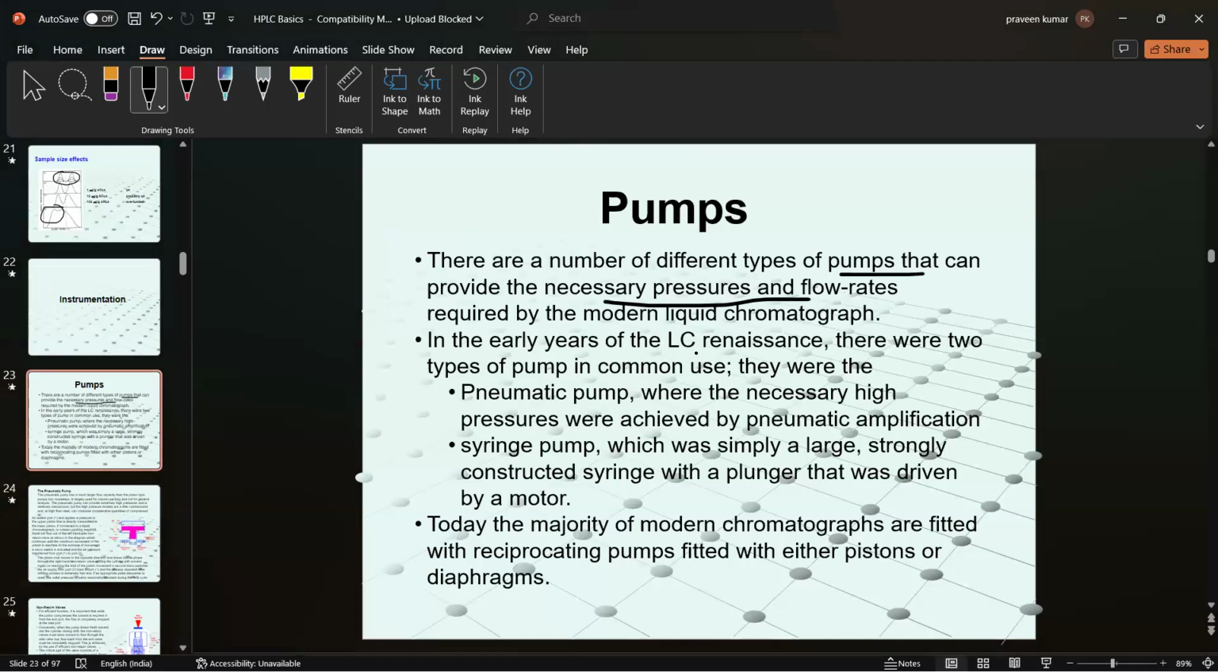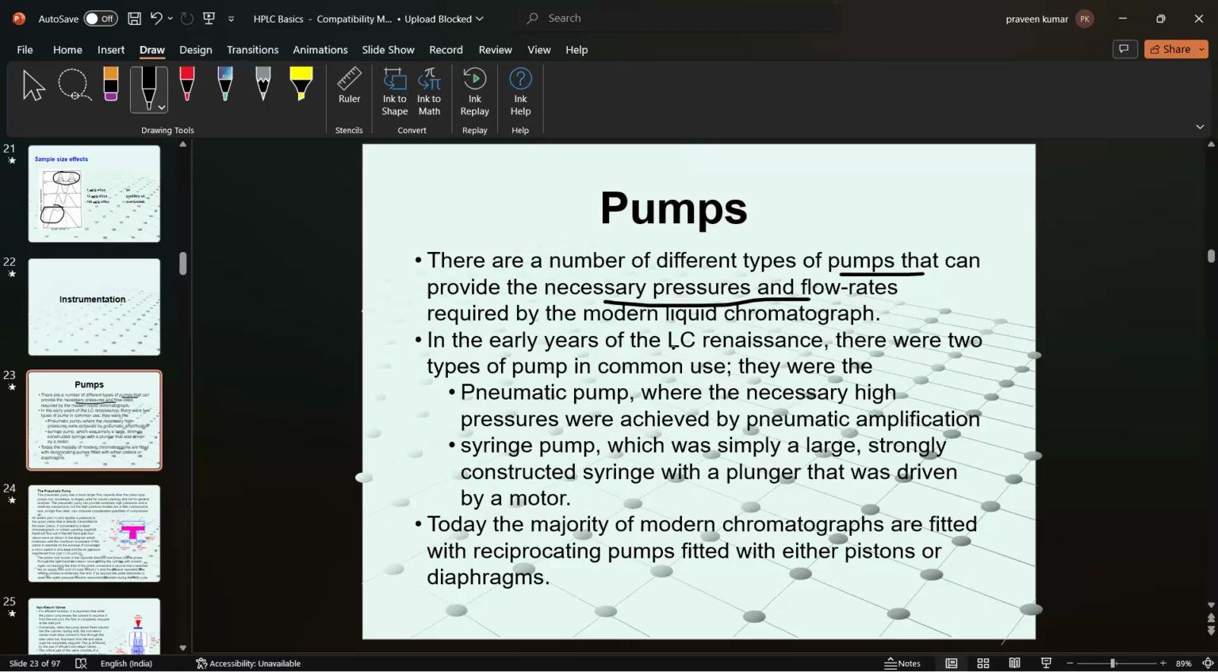So basically, in HPLC, some of the factors should be optimized, which include the flow rate, the pressure inside the column, the type of detector to be used, and the composition of the mobile phase. These are the critical process parameters which must be optimized in HPLC.